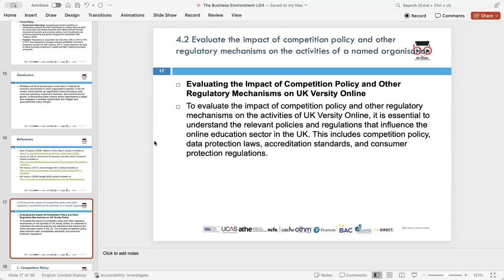Compliance with these regulations not only mitigates legal risks but also enhances trust among students, stakeholders, and regulatory bodies. By navigating these regulatory landscapes effectively, UK Versity Online can sustain its competitiveness, uphold educational quality, and foster a supportive environment for learning and innovation in online education.